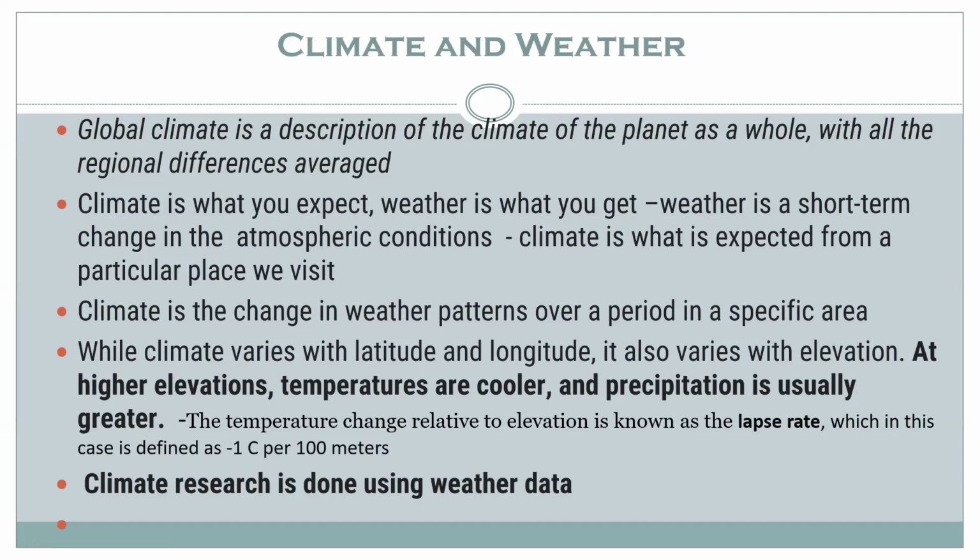While climate varies with latitude and longitude, it also varies with elevation. At higher elevation, temperatures are cooler and precipitation is usually greater. Have you come across this figure? The temperature change relative to elevation is known as the lapse rate, which in this case is defined as: every 100 meters we go up, the temperature goes down by 1 degree centigrade.